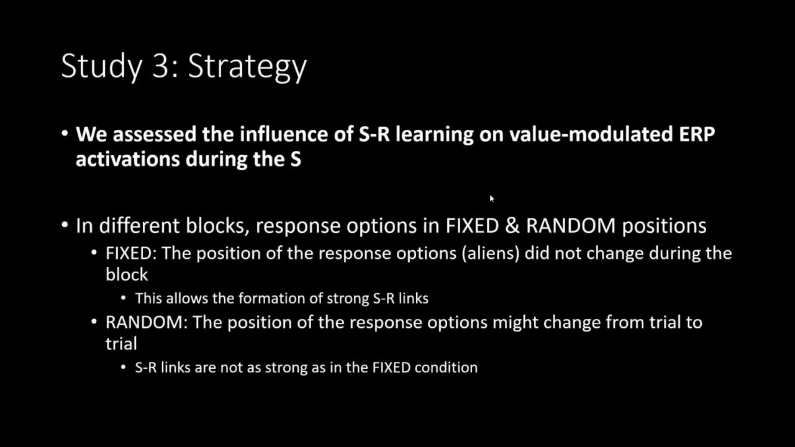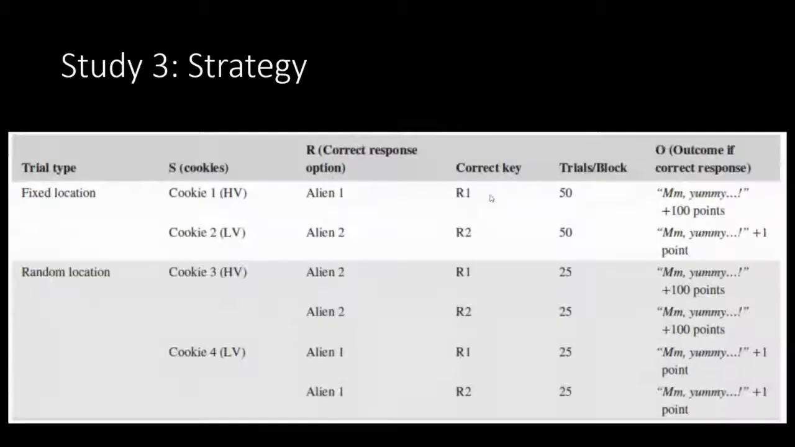So we have two conditions, the fixed and the random, with different strengths of stimulus-response links. And we are going to look at this attention habit effect to see if it's different between these two conditions. I have to say that the stimuli that we used in each type of block were different. So cookies 1 and 2 were always in the fixed location block, and 3 and 4 in the random location block. Okay.